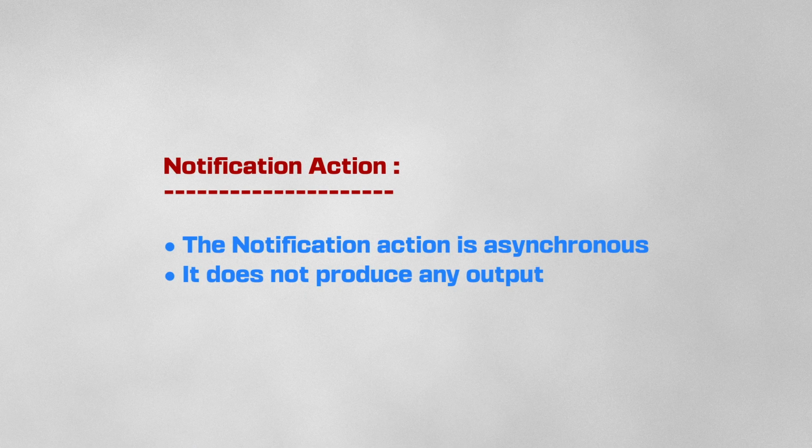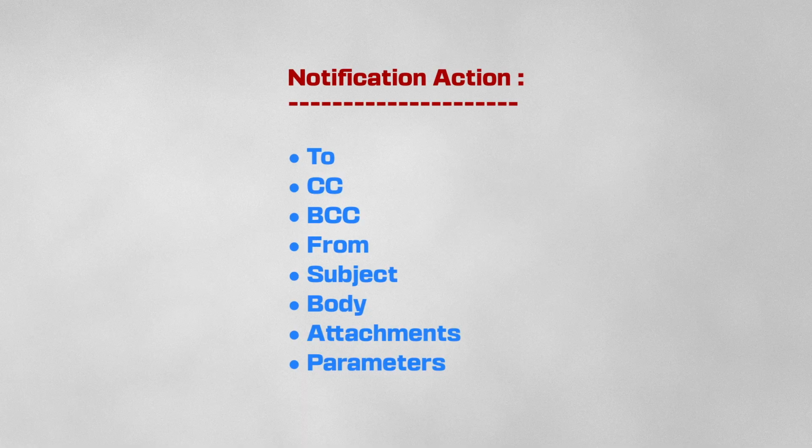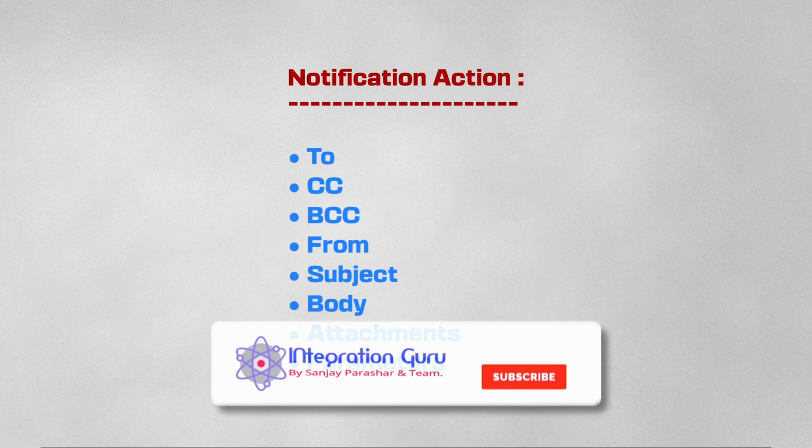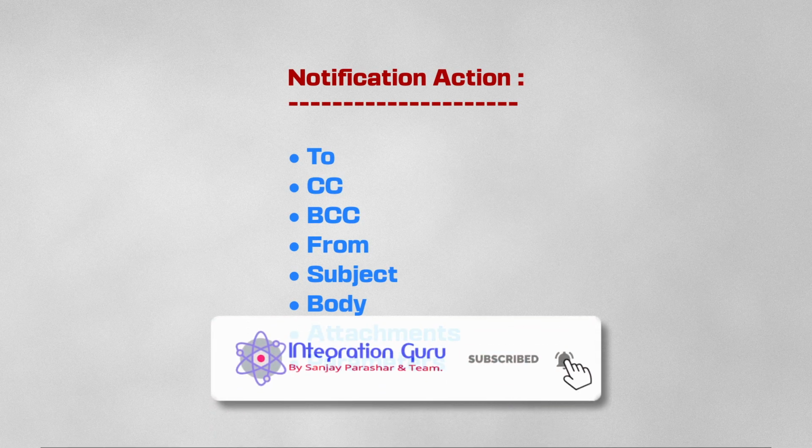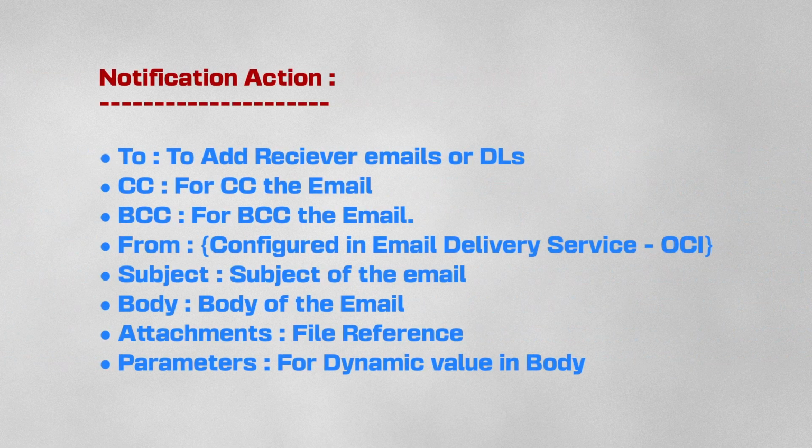OIC provides a notification action that you can place anywhere in your integration flow. A few important points to note. The notification action is asynchronous, so it does not really impact the execution of the flow, and it does not produce any output. A notification action contains fields like to, CC, BCC, from, subject, body, attachments, and parameters. The to, CC, and BCC fields accept one or more email addresses, and you can provide multiple values using comma-separated email addresses. The sender email is configured at the OIC instance level under email delivery service.